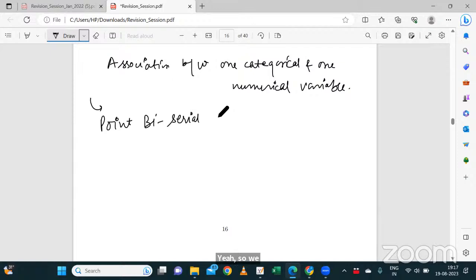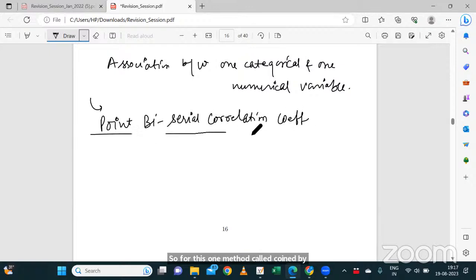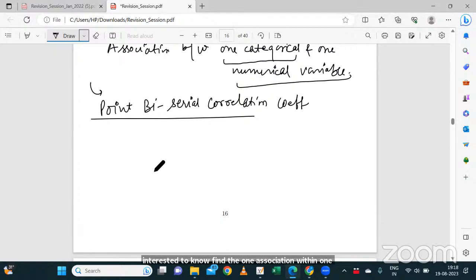So basically, I wanted to know the association between one categorical variable and one numerical variable. For this, there is one method called point biserial correlation coefficient. What is that? I will tell you. So here I'm interested to find the association between one categorical variable and one numerical variable.